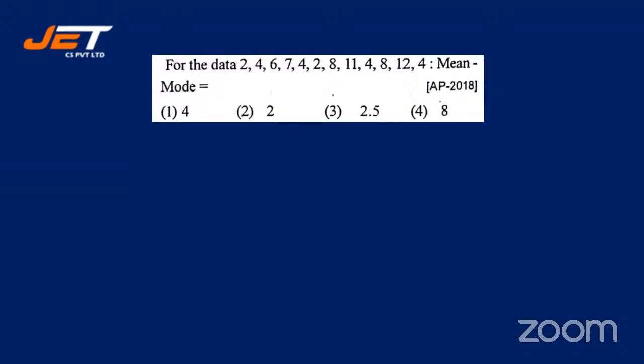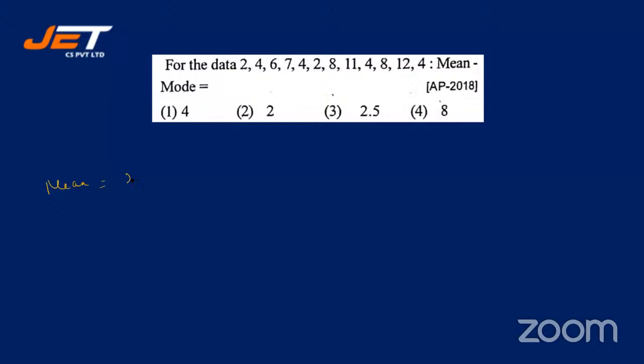For the data 2, 4, 6, 7, 4, 2, 8, 11, 4, 4, 8, 12, 4, we need to find the mean minus mode. So mean is nothing but the average. Mode is the repeated number. So quickly start doing it. I'm giving you time because I know this requires time. Meanwhile, let me help you.